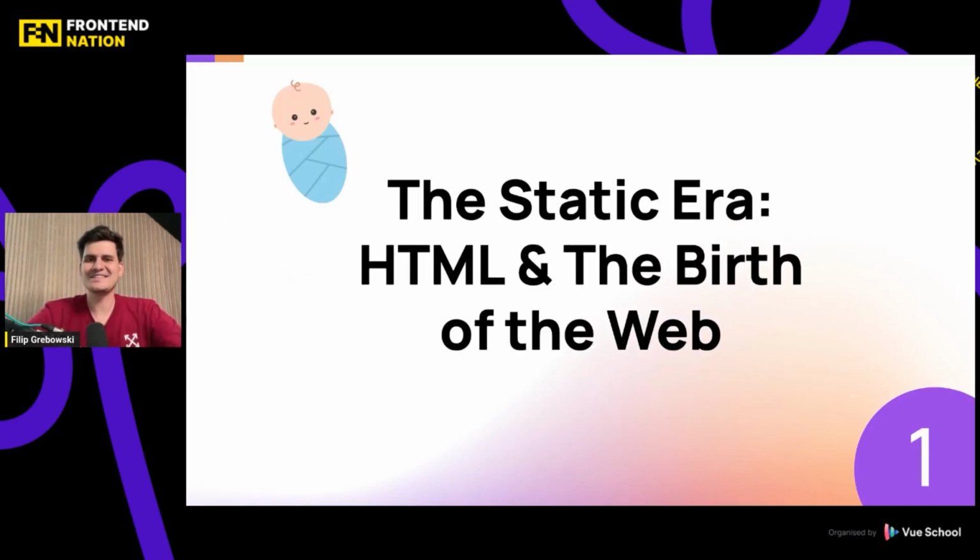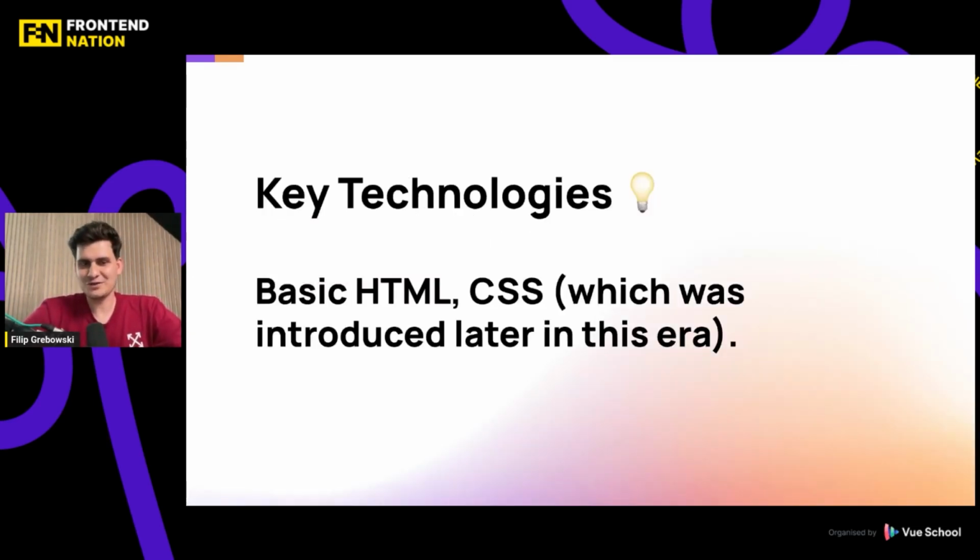First of all, we had the static era, HTML and the birth of the web. Now, this is where we really started to understand the web, the internet and website creation. And therefore, we managed to learn a few technologies here. We were able to use basic HTML. We were able to do a little bit of CSS, which was introduced a little later in the era, to give the websites a little more information and maybe a little bit of color.